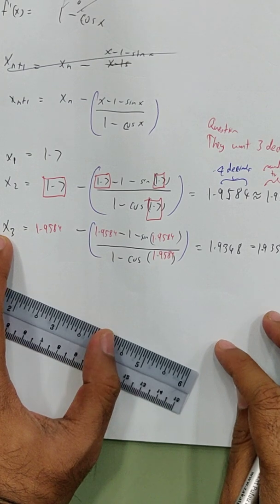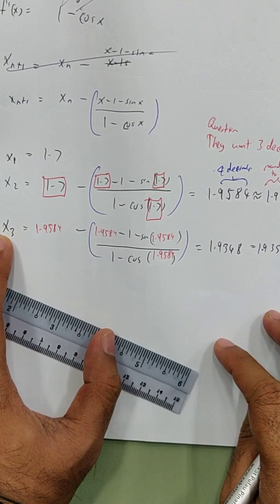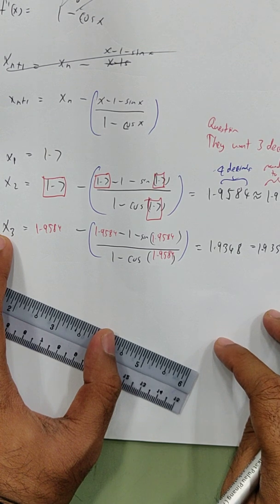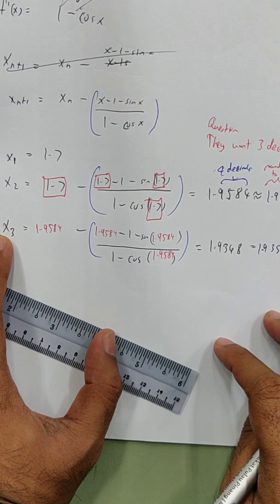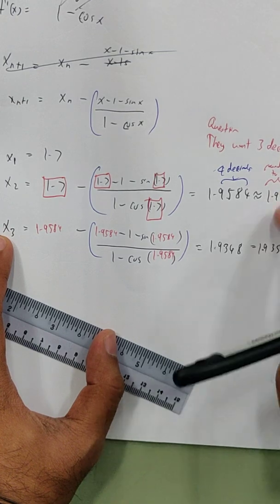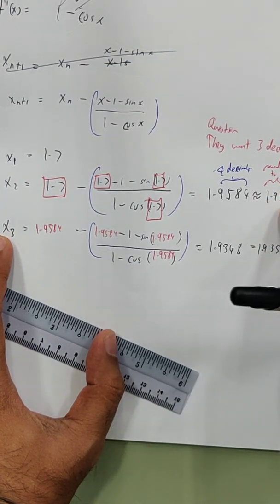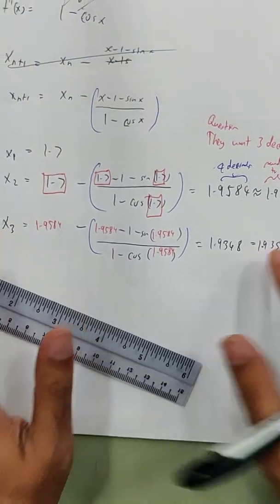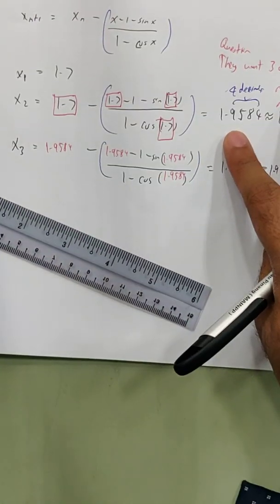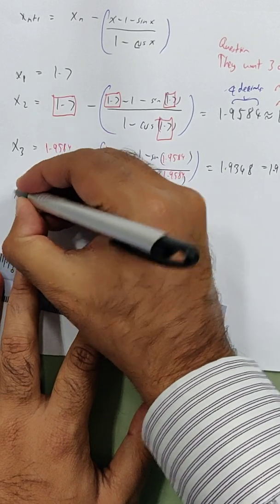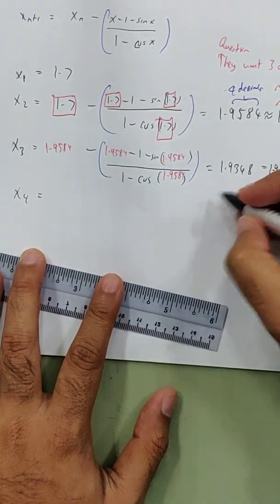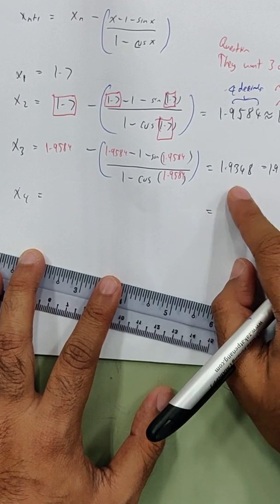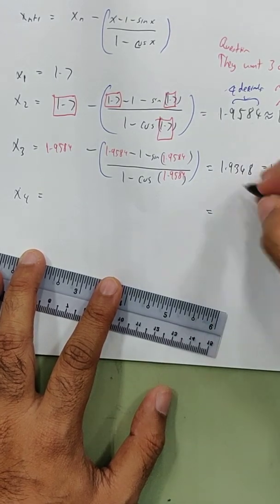Do we stop? We don't stop yet. Why? It's not the same. Here 1.958, 1.935. It's not the same. So what should we do? Do it again. Okay, we might want to continue first and let's see what we get. What's the next one? Just pressing your calculator here.